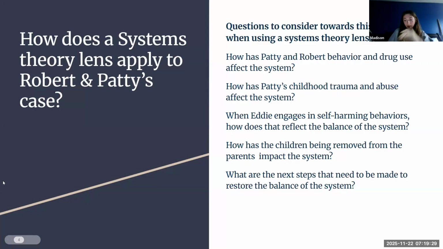We're going to continue to see how this theory can be applied to Robert and Patty's case. So how does systems theory apply? Looking through a systems theory lens provides a framework for social workers when approaching a situation that involves multiple interconnected systems. When considering the questions on the slide, we have to consider Patty, Robert, and Eddie's behavior and thoughts and how they each affected one another and contributed to the imbalance of the system. These were just questions to consider to see how they all coexist together in their family.